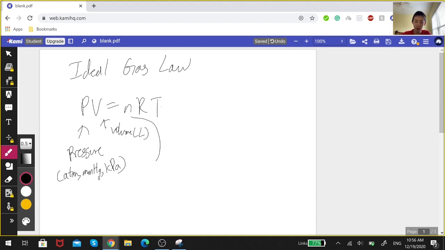n is number of moles. R is gas constant, which we'll talk about in a bit. And finally, T is temperature in Kelvin.